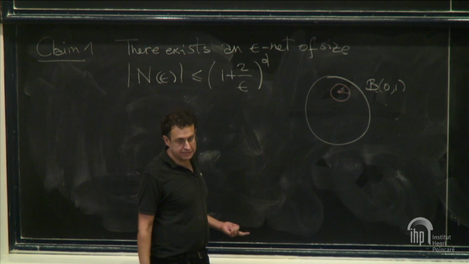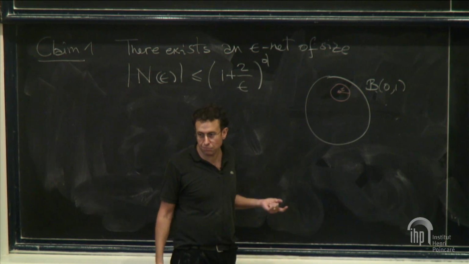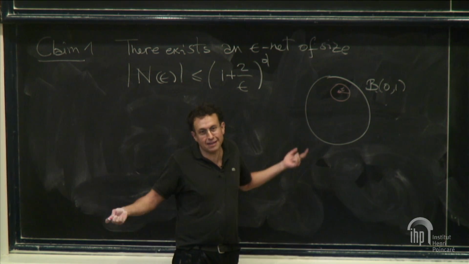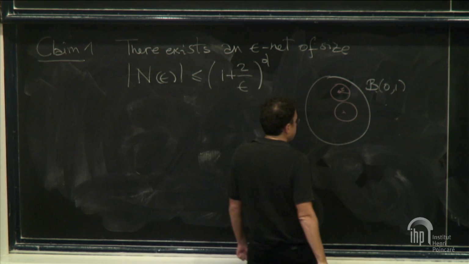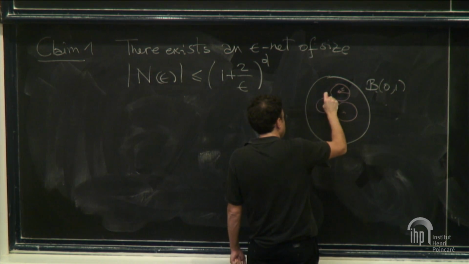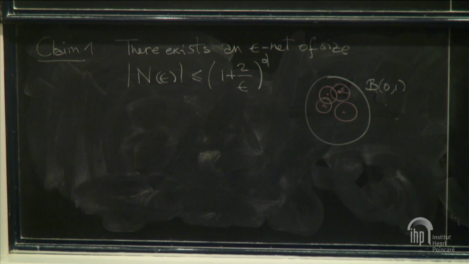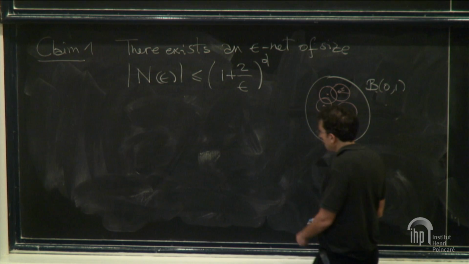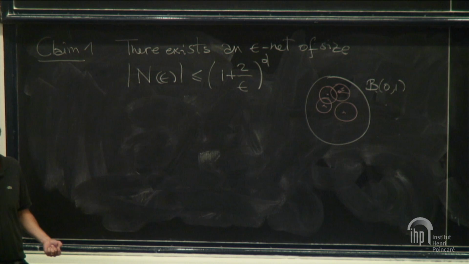Now I pick a second point. There are two options. I choose it inside the red ball or outside the red ball. What should I do? Outside, right? It's very stupid to pick it inside. So I take it outside. And then I repeat, and so on and so forth. At some point, I will stop this process. Now I have to count how many points I have. How many points did I put in my net?